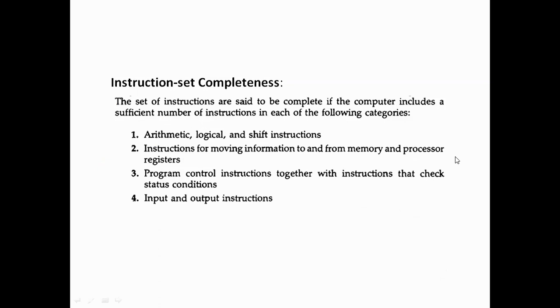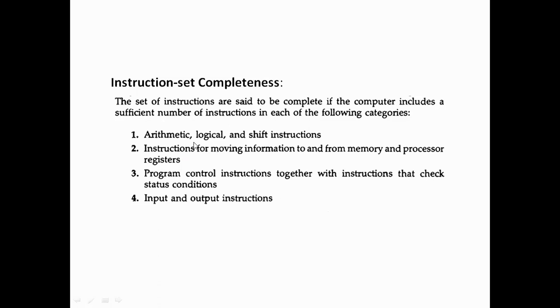There's a term that we call instruction set completeness. What is that? A computer is said to have a complete set of instructions when it has a sufficient number of instructions in all these categories.